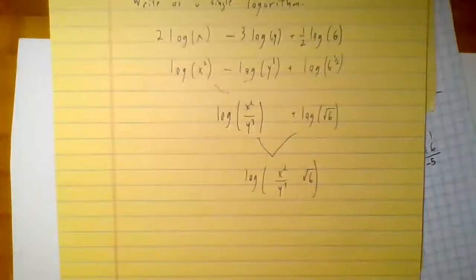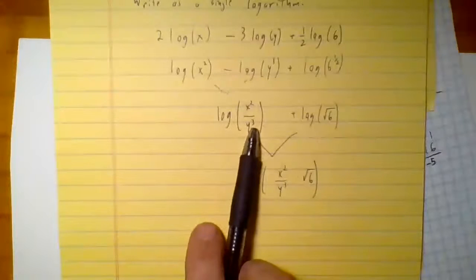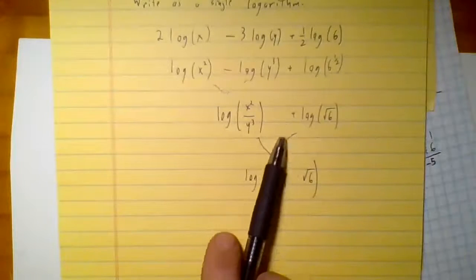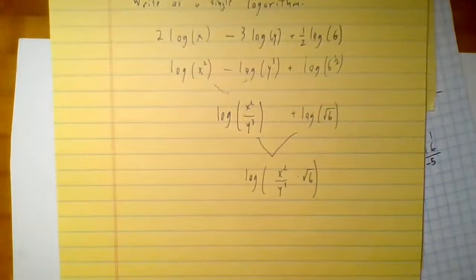So that's using the logs of these things. The property says when you have subtraction here, it turns into division. And when you have addition here, it turns into multiplication. So that's what we got. You could combine some stuff in there a little bit, but that's the single logarithm.